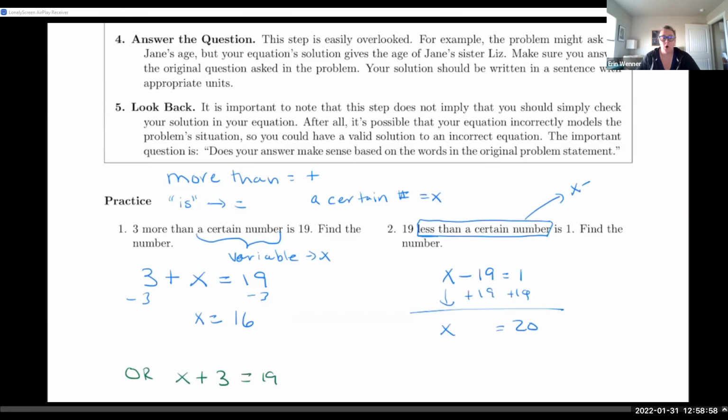If it's helpful to always write your variable first and then the addition or subtraction afterwards, that's going to help you to be consistent and not have as many opportunities to be confused. Because again, I can't tell you how many times I've seen less than a certain number and students write 19 minus, and it needs to be X minus 19. Okay. So questions about number 2, because it's a confusing one, I know.